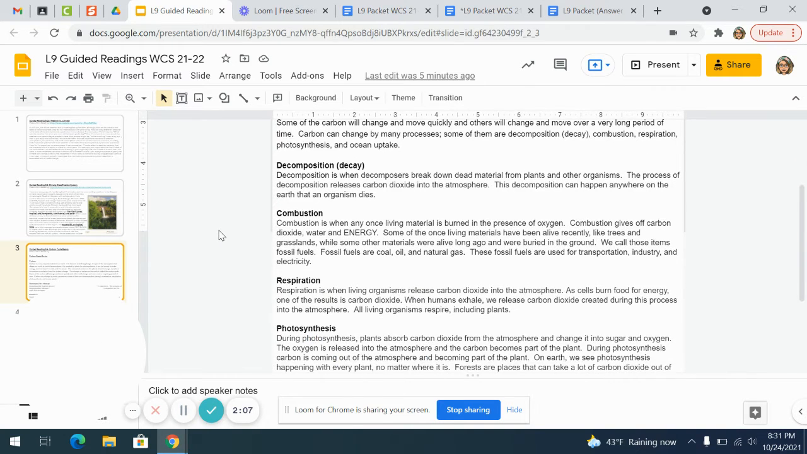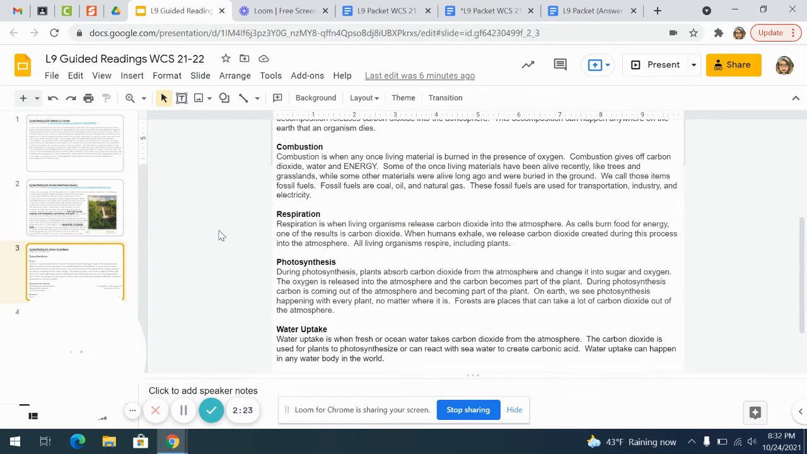Decomposition is when decomposers break down dead material from plants and other organisms. The process of decomposition releases carbon dioxide into the atmosphere. This decomposition can happen anywhere on the Earth that an organism dies.